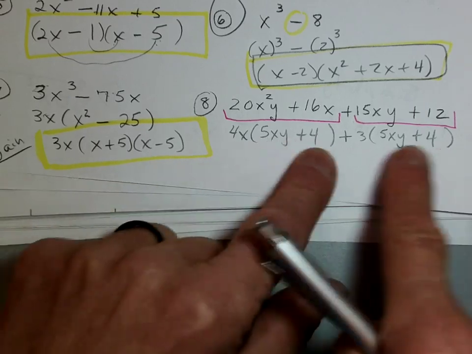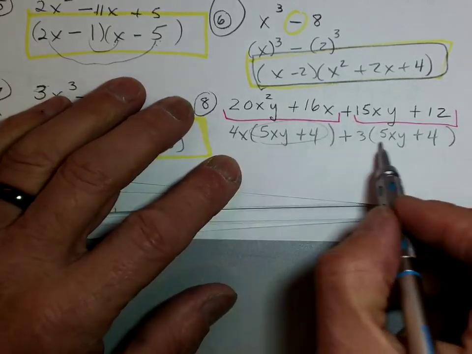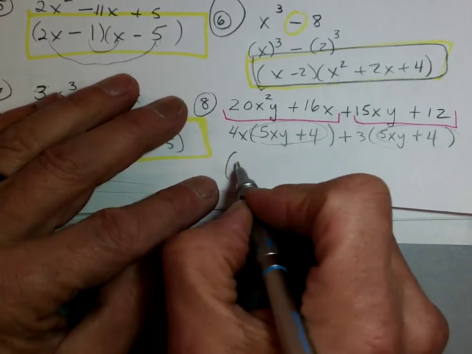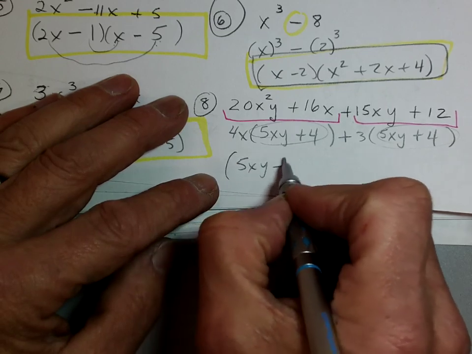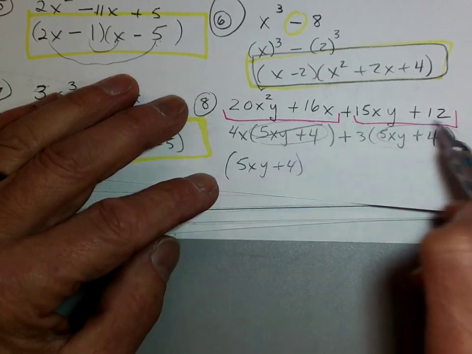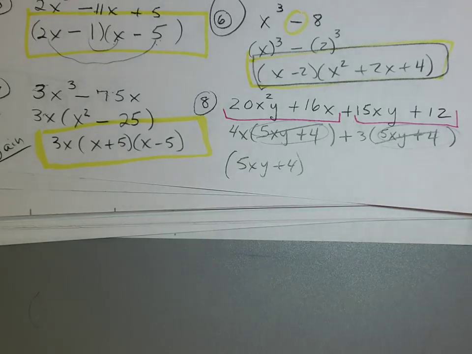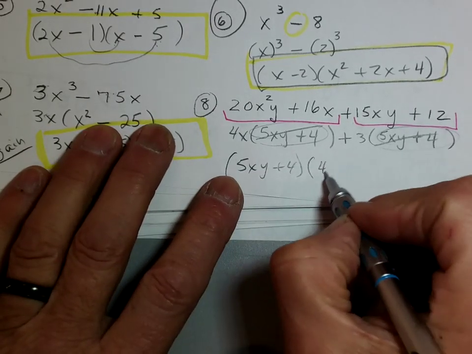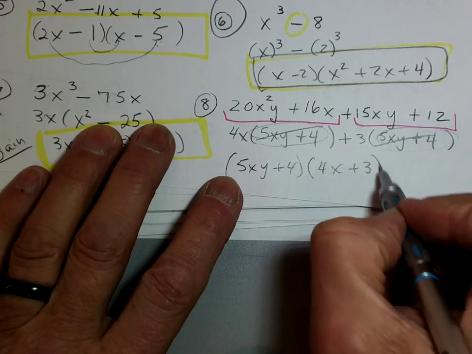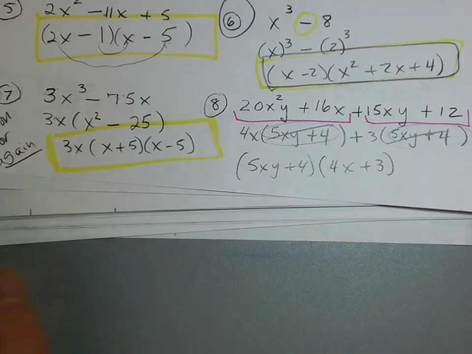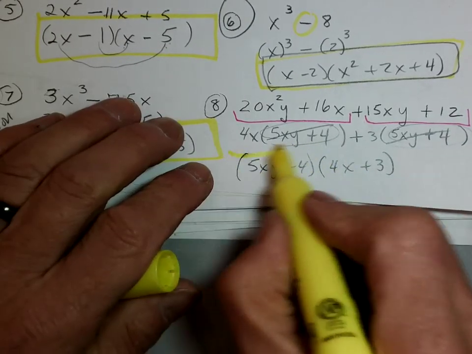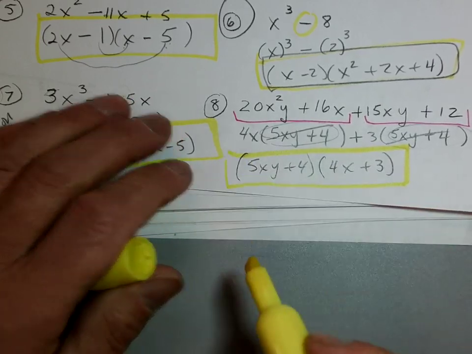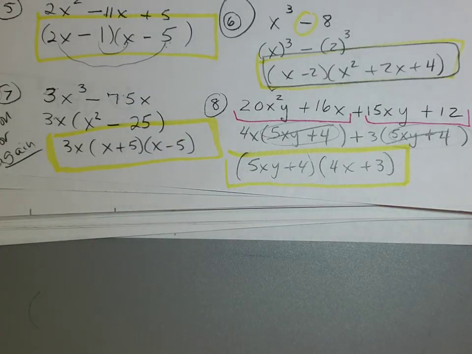So let's common factor out what they have in common. They've got these 2 in common, so let's common factor out a 5xy plus 4. Now when I take it out, I like to cross it out so that way I don't make a mistake. Okay, take that out. What's left over? 4x plus 3. And that's my answer. Wow. We can do that, can't we? Okay, we've learned a lot.